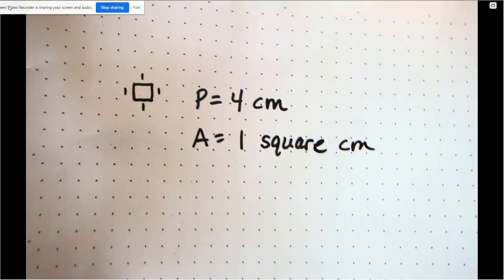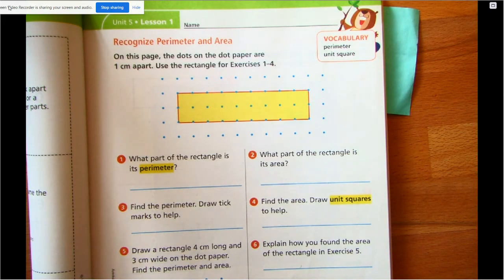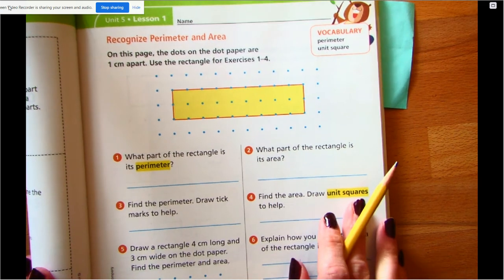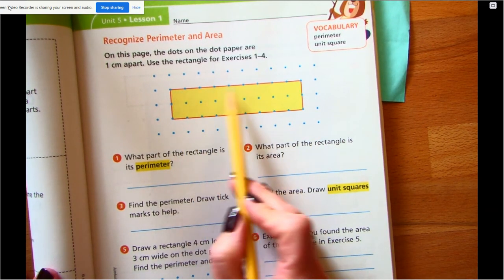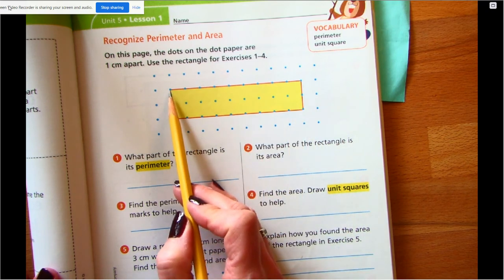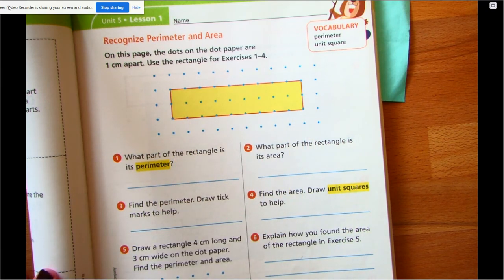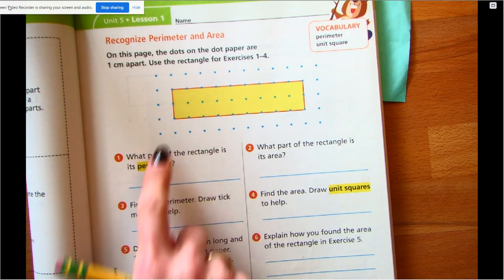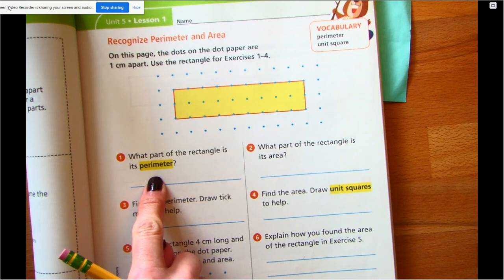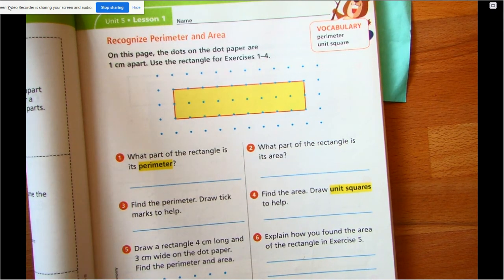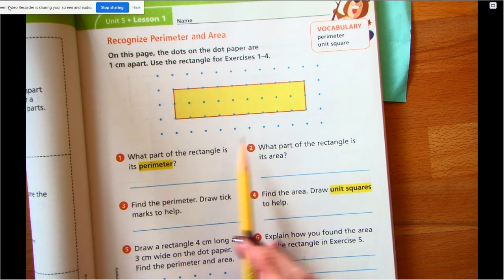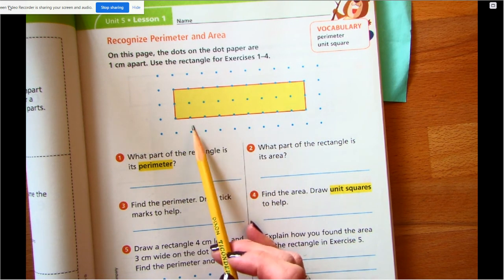All right. Let's look at page 309. Here's that figure, and it's in 2 different colors. So you'll notice that around the outside, it's red. On the inside, it's yellow. So let's learn a little bit about area and perimeter and answer some questions. Okay. The first question says, what part of the rectangle is its perimeter?